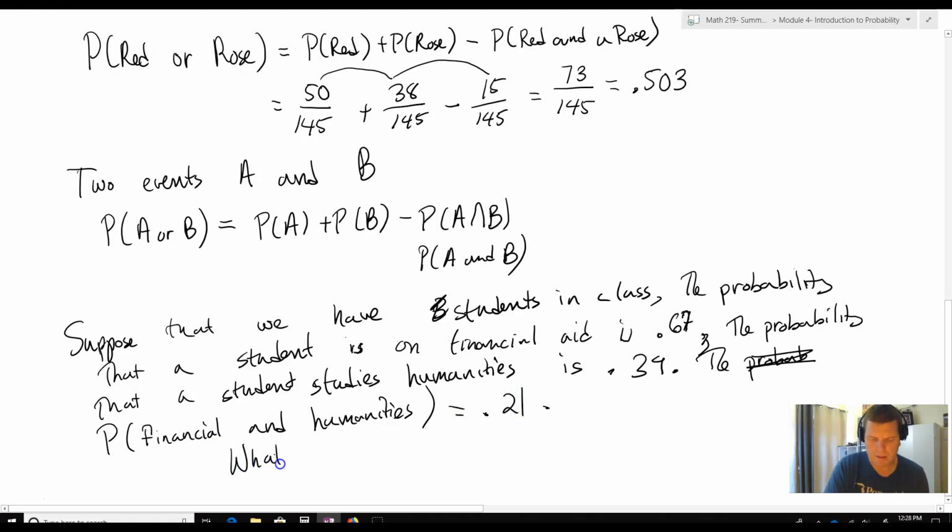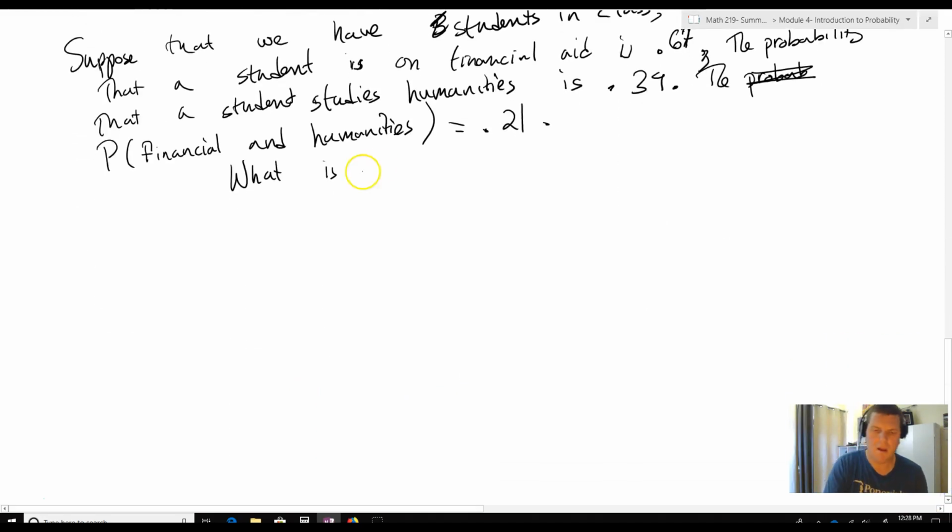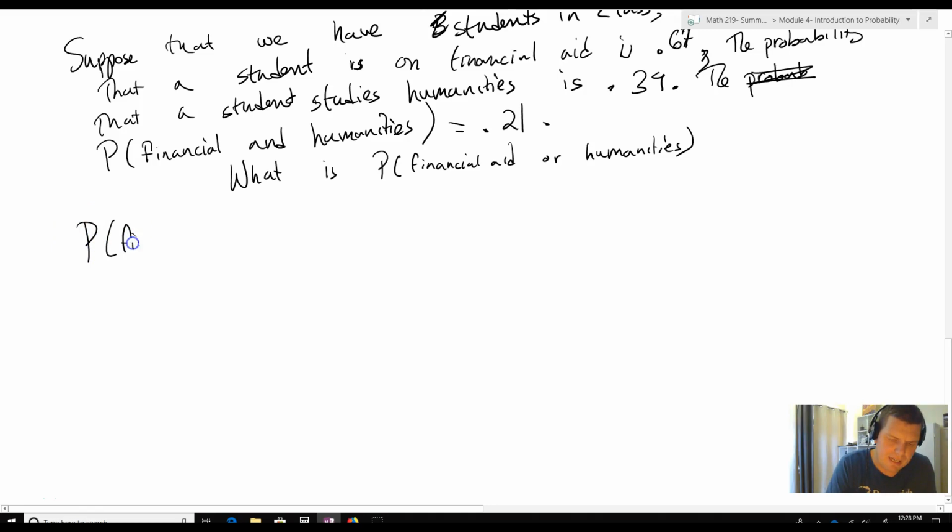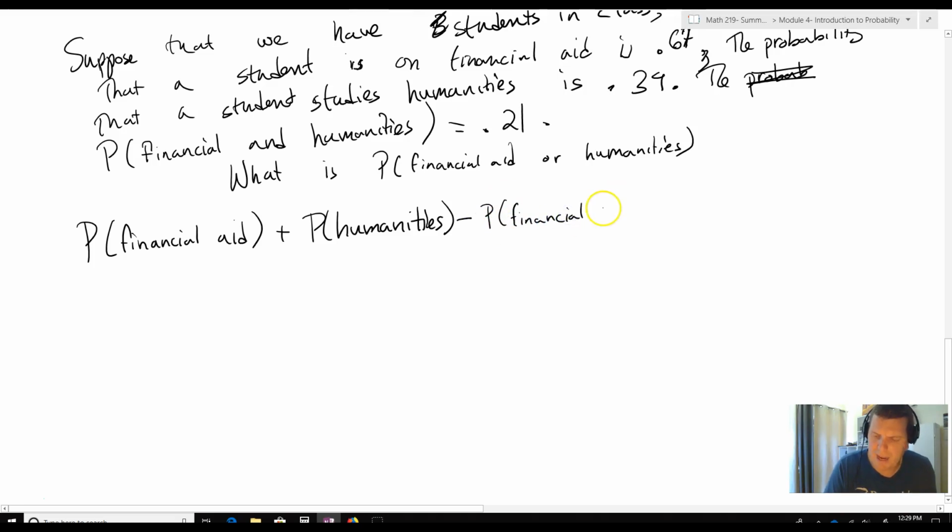What is the probability that an individual has financial aid, or is in the humanities? And so we're going to use our formula, okay? So I'm going to write it. It's going to be the probability of financial aid plus the probability that they're in the humanities minus the probability that they are in financial aid and the humanities to account for that double counting.